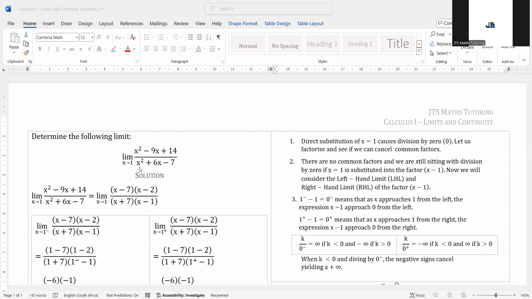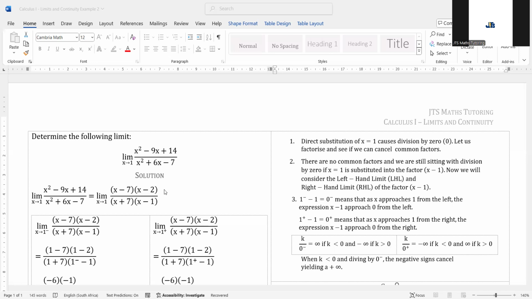Let me look at the denominator. 1 squared plus 6 multiplied by 1, that's going to give me 1 plus 6, which is going to be 7. 7 minus 7, which is going to give me a 0. So I can see that my direct substitution is causing a division by 0. So let me try other methods here.